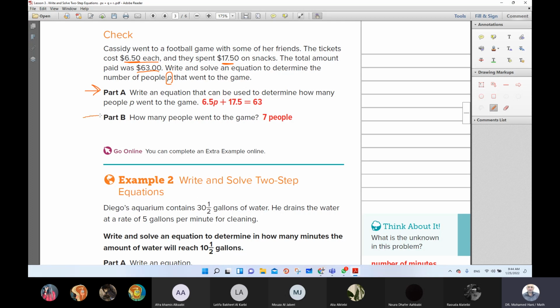The second step: how many people went to the game? We want to solve this equation to know how many people. So rewrite this equation: 6.5 b plus 17.5 equals 63. Then try to remove the constant to keep the variable alone. You can subtract 17.5 from the two sides.